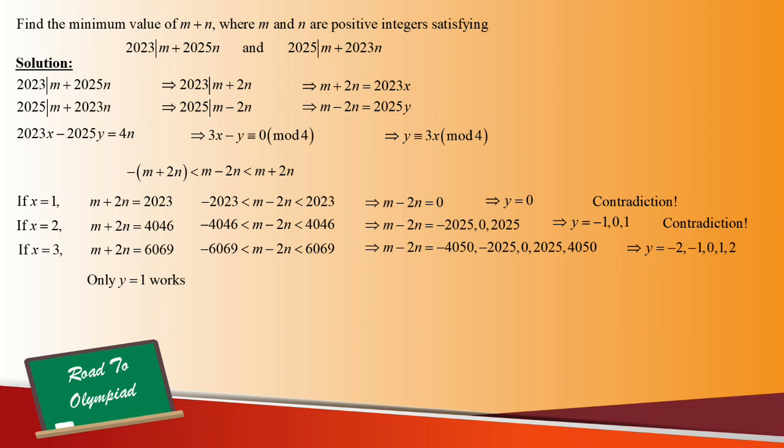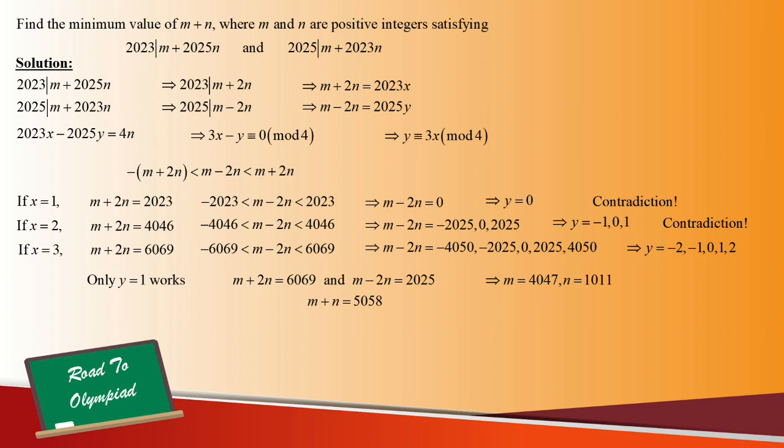With this, we have m plus 2n is equal to 6069 and m minus 2n is 2025. Solving the simultaneous equations gives us m is equal to 4047 and n is equal to 1011, and thus we have that m plus n is equal to 5058.